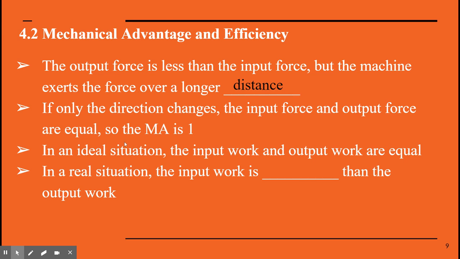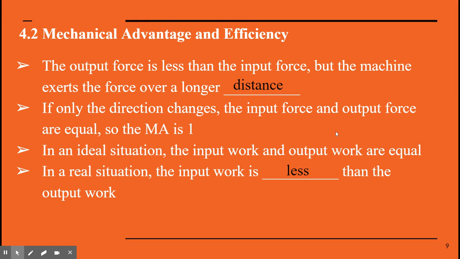Ideal situations. An ideal situation is the perfect scenario. If you have a perfect scenario, input and output work are going to be equal to each other. That's not how the world works, though. But this is saying that if you put some work into a machine, the machine is going to put out the exact same amount of work.